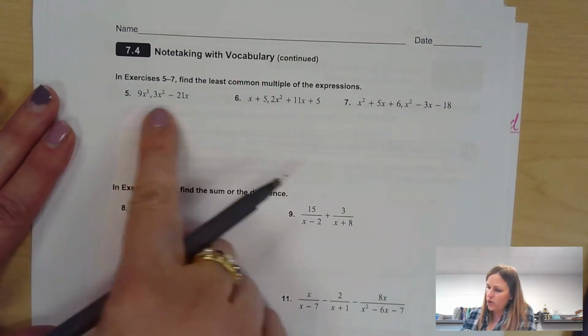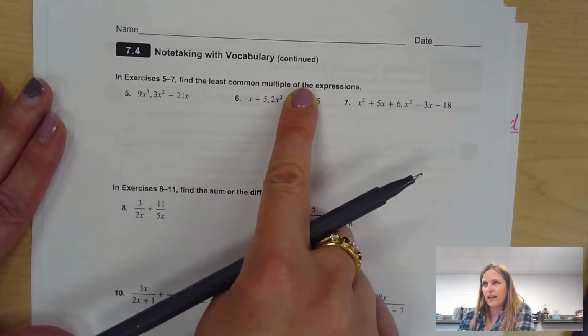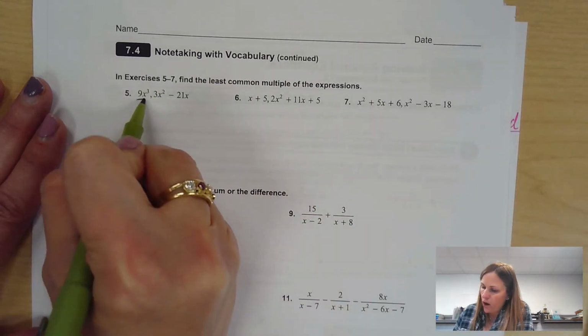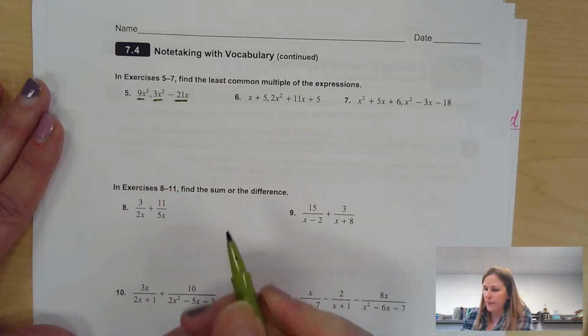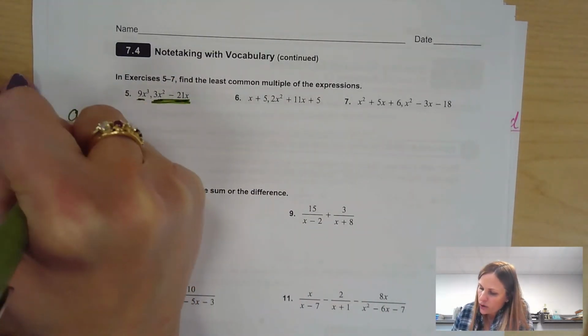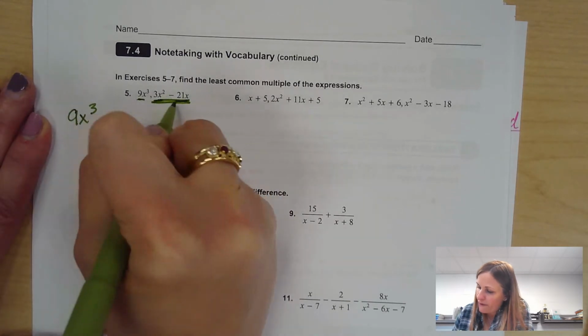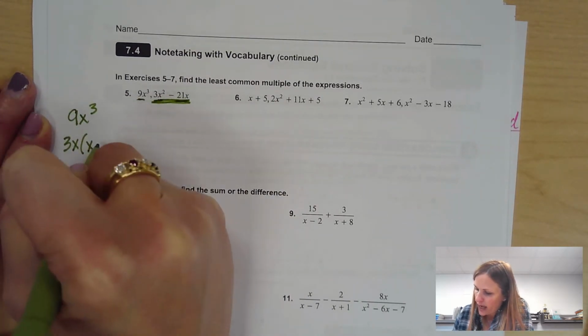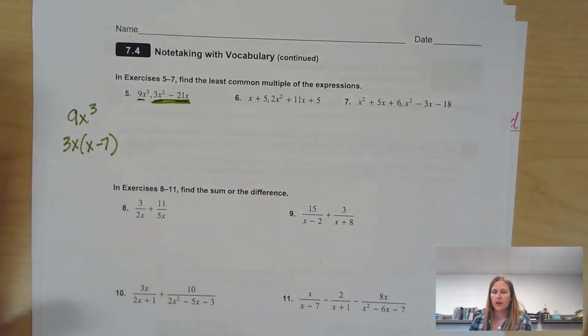what it asks you to do up here is get a little practice with finding a common denominator. So if you had all of these as denominators, what would your common denominator be? What they're asking you is, you had 9x cubed, and then if I factored this one, I would factor out a 3x, and I'd be left with x minus 7.